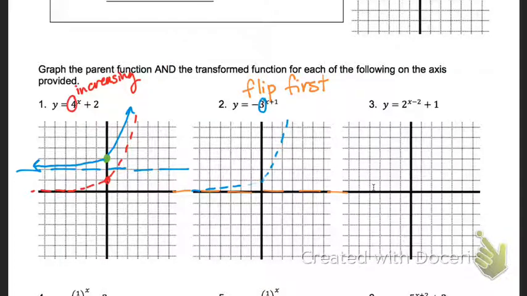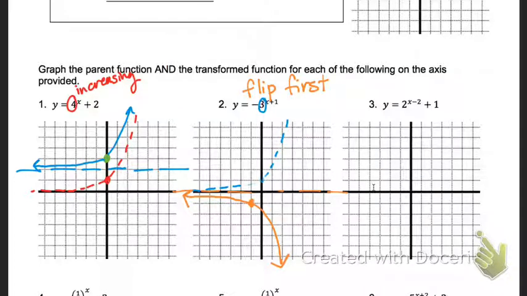So imagine it flipping. Now the dot is right here. It's like a reflection. Then it goes left 1. So the dot is here at -1, -1, and it looks like this. So it's completely reflected over the x-axis and it's gone left 1.